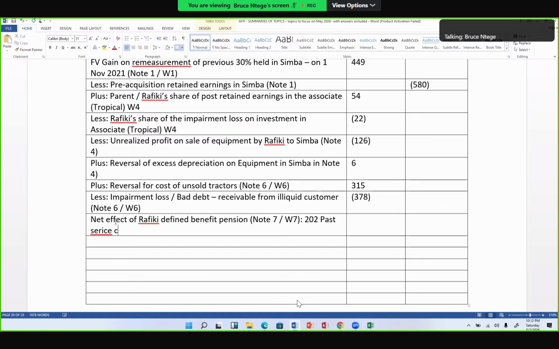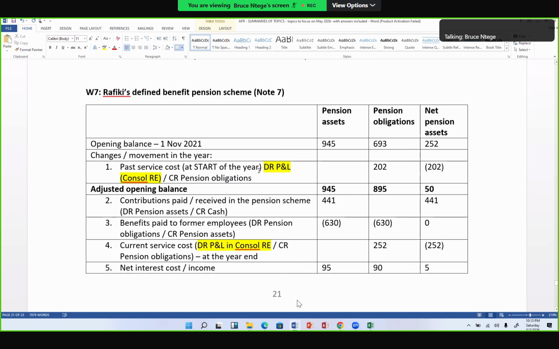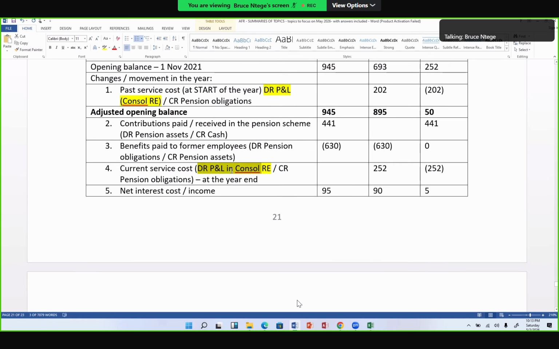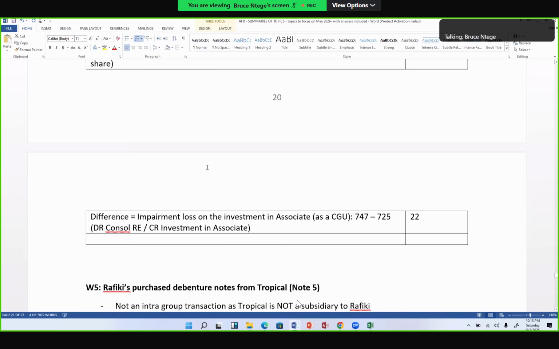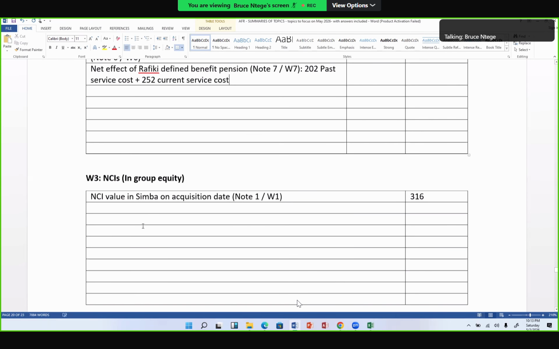Use this line to deal with all those that go to the P&L. So I mean that I have posted there 202. A debit is going to be an expense. Now there's another, which is the current service cost, 252. So it's going to increase the expense. So 202 plus 252, which is the current service cost. So I've also posted that.